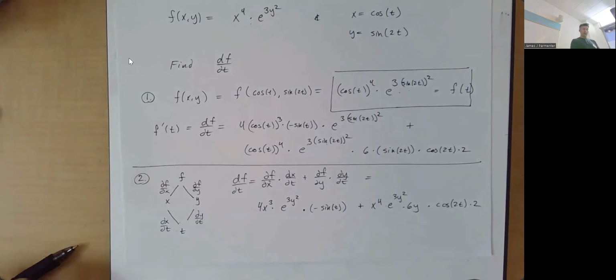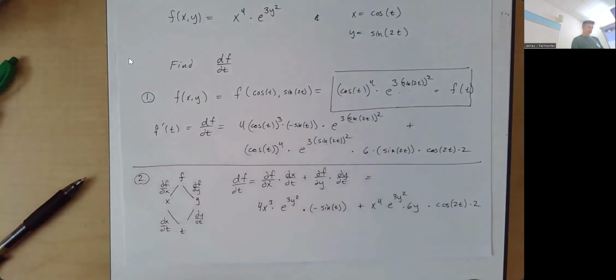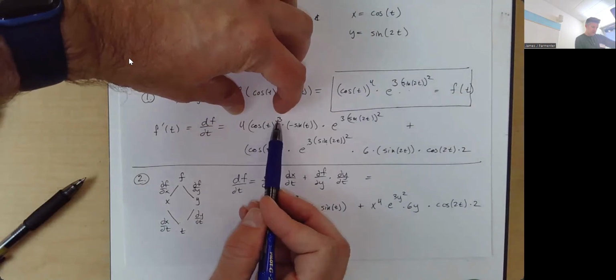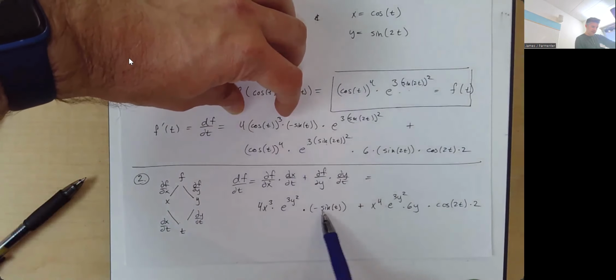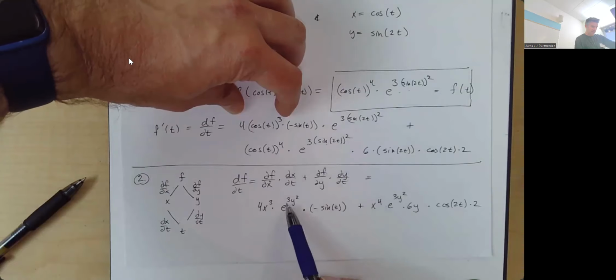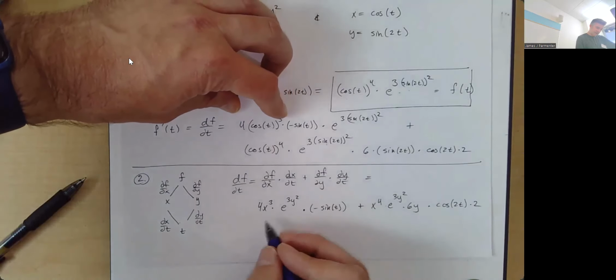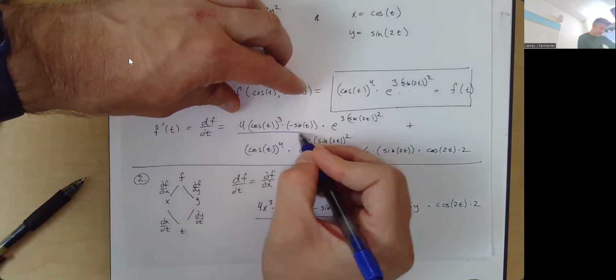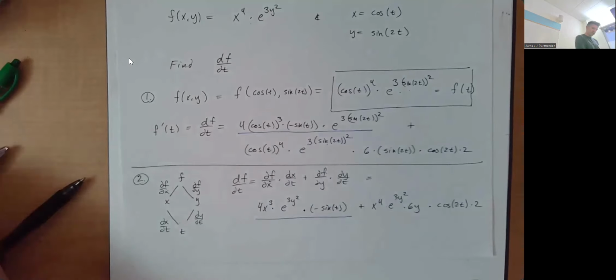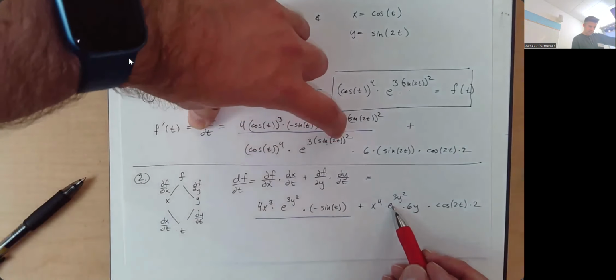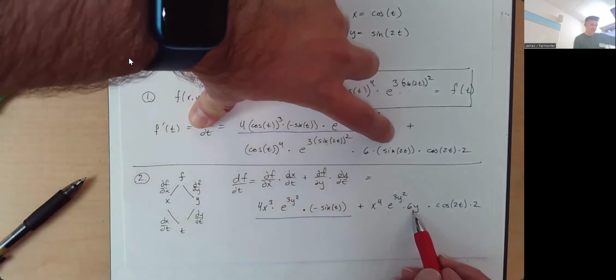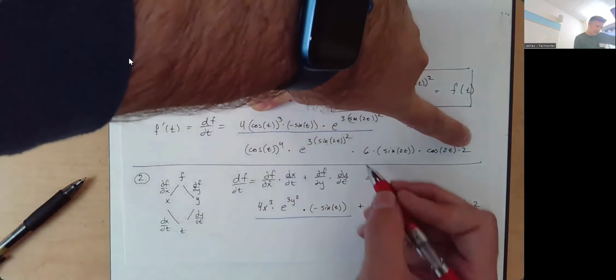Okay, so now, we don't usually want to actually plug in what x and y are equal to at this stage unless we're asked to, but I'll point out here we have 4 times cosine cubed. Here we have 4 times x cubed. Here we have a minus sine of t. Here we have a minus sine of t. Here we have an e to the 3 sine of 2t squared. Here we have an e to the 3 y squared, and y is sine of 2t. So this part here is the same as this part here. Similarly, x to the 4th is cosine to the 4th. e to the 3y squared is e to the 3 sine of 2t squared. 6 is the same as 6. y is the same as sine of 2t. Cosine of 2t, 2. Oh, those are the same as well.